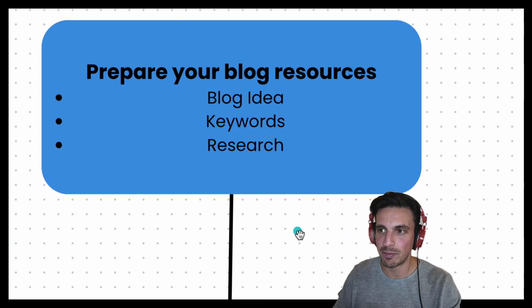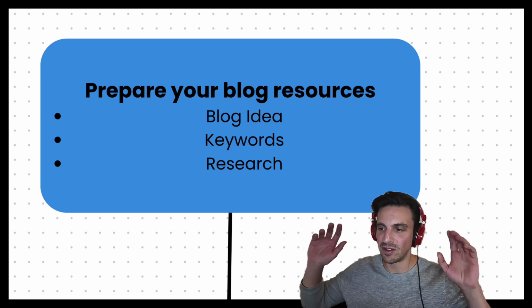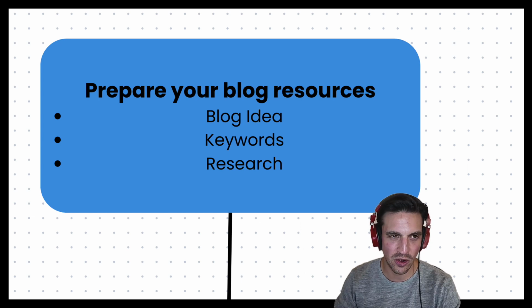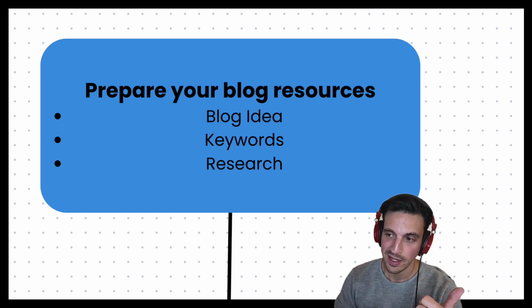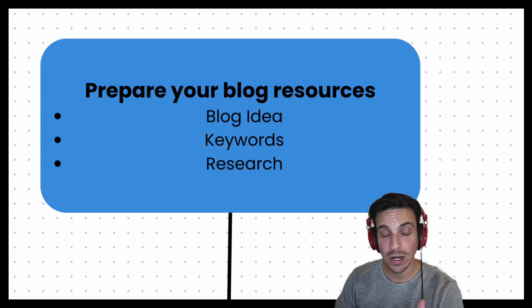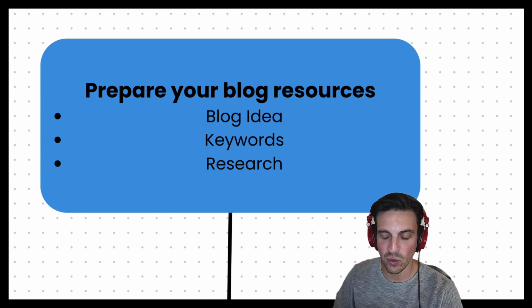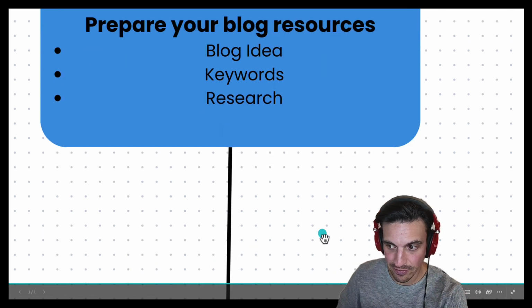It'll start by preparing your blog's resources, because you shouldn't just leave it all up to the AI itself. That's going to generate poor sounding content that is no good for anybody. We're going to get the blog idea, the keywords that we might want to integrate there organically, and also, more importantly, the research which we want the AI to reference when it's writing this stuff.